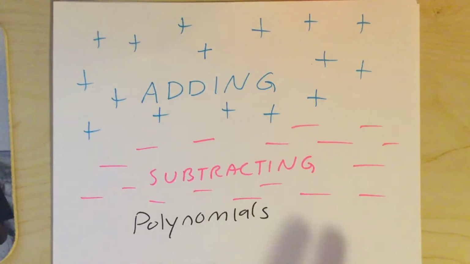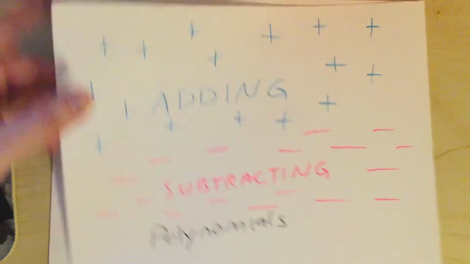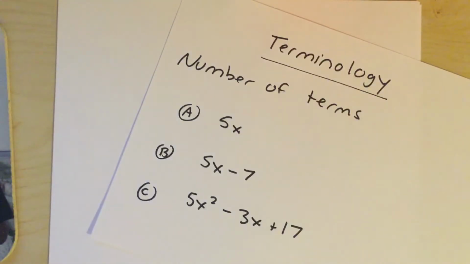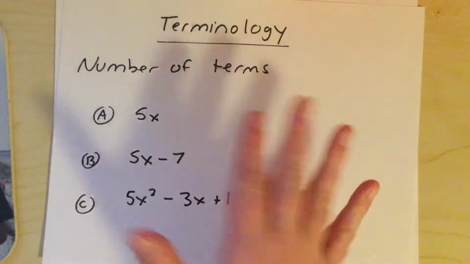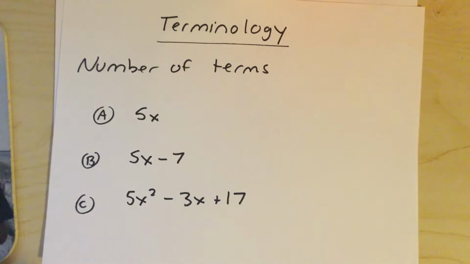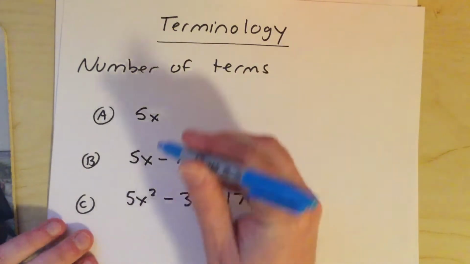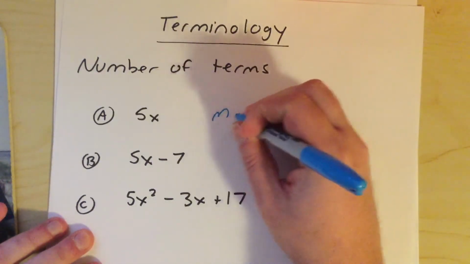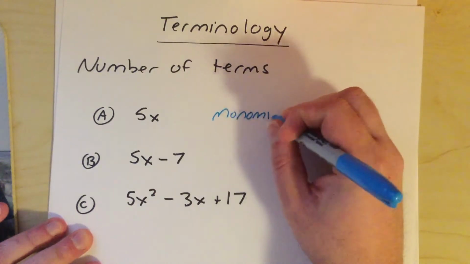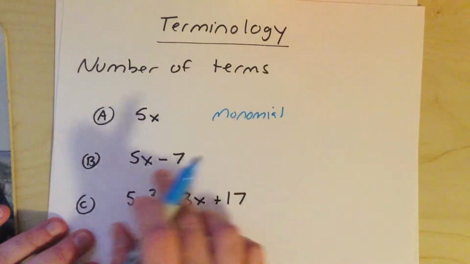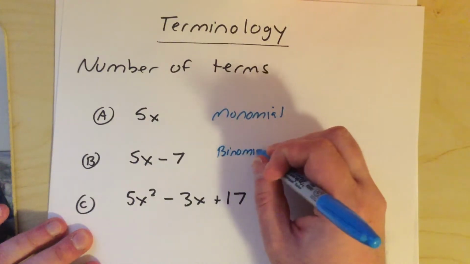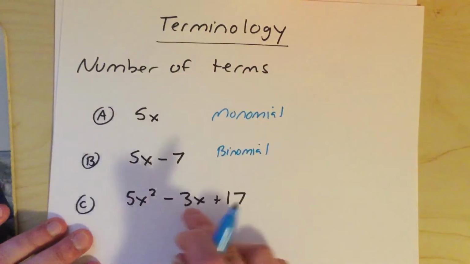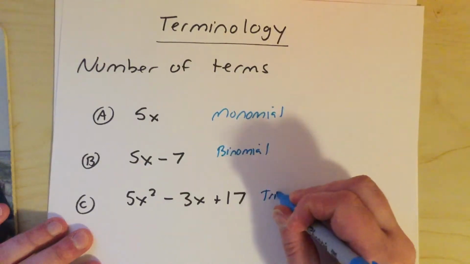We're going to be going through the adding and subtracting of polynomials. So the first question is, what is a polynomial? First, it essentially has to do with the number of terms. 5x is one term, and we call that a monomial. This has two terms, and we call that a binomial. Three terms, 1, 2, 3 terms, and we call this a trinomial.